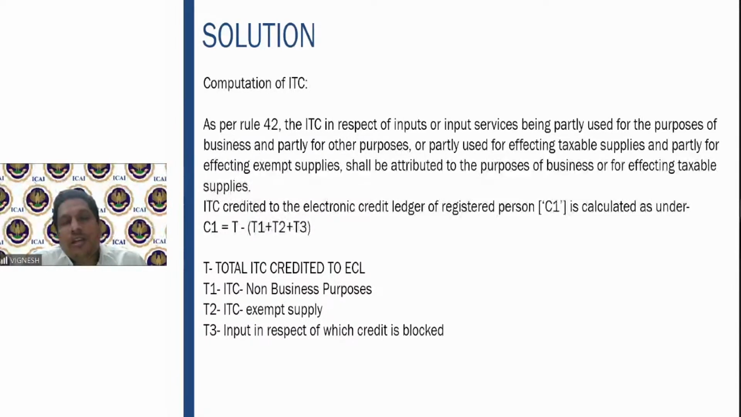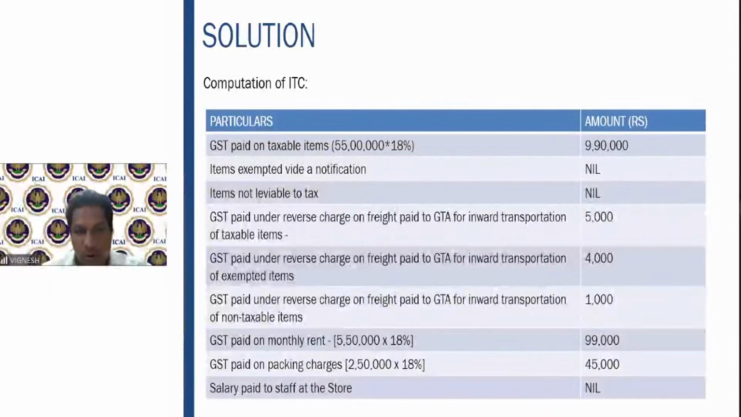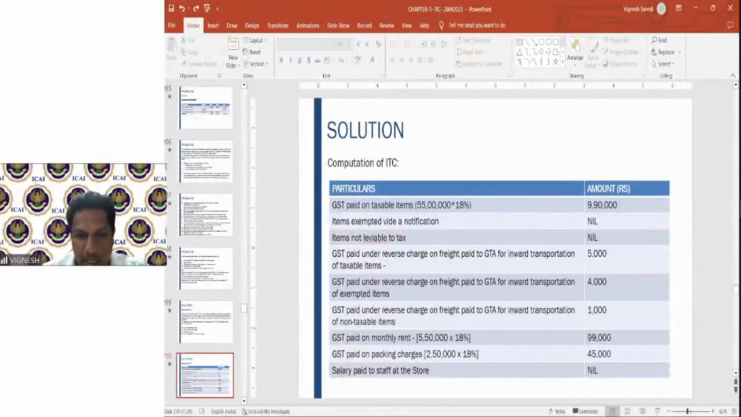You first take the total credit which is credited to the credit ledger, that is T. From T, we have to remove T1, T2, and T3. T1 is ITC used for non-business purposes, T2 is ITC used for exempt supply, and T3 is input in respect of which credit is blocked. Now let us look at each point here.